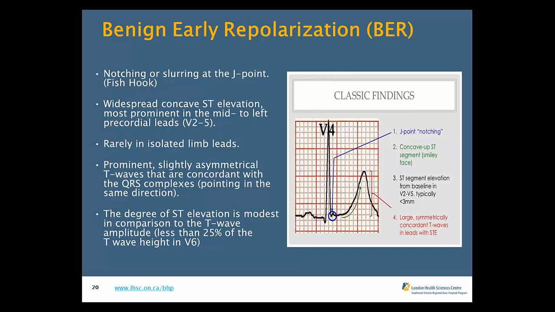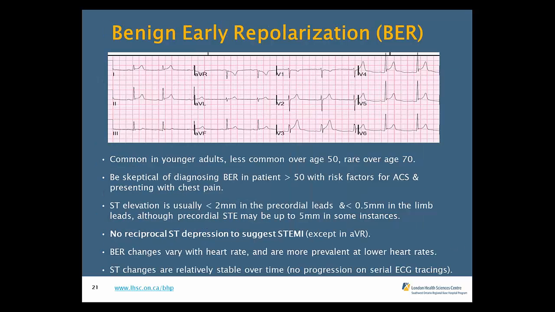And again, as this graphic displays, these are the classic findings of benign early repolarization. Unfortunately, not every patient is going to have all four. Some are going to have variants of this. But again, it's a piece of the puzzle. It's the patient in front of you. Benign early repolarization tends to occur in a younger patient subset, so more common in your 20, 30, 40-year-olds versus your 70, 80, 90-year-olds as well. So just something to keep in mind.